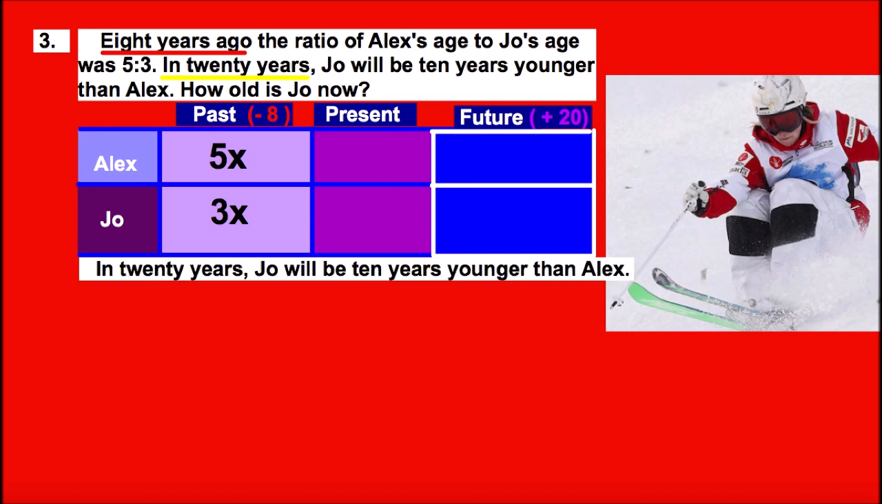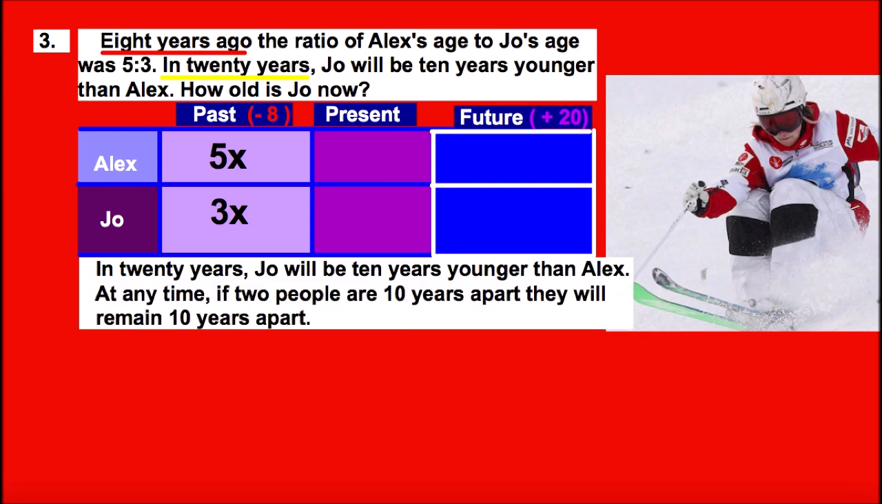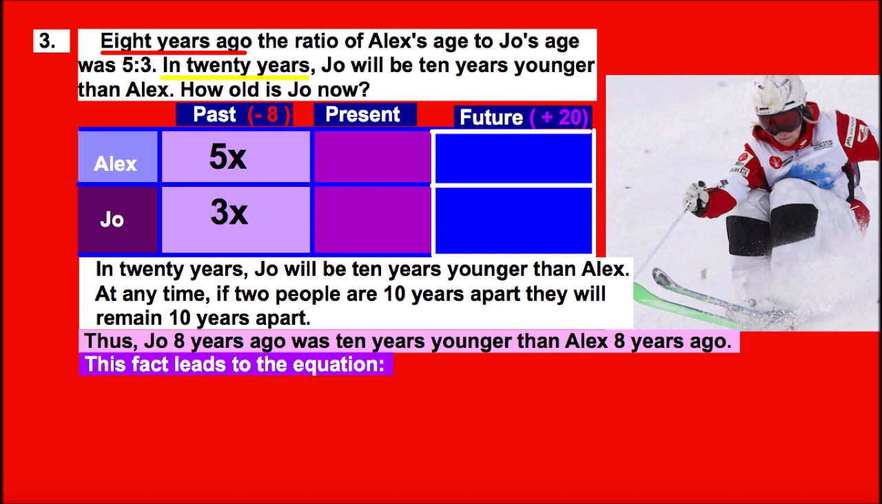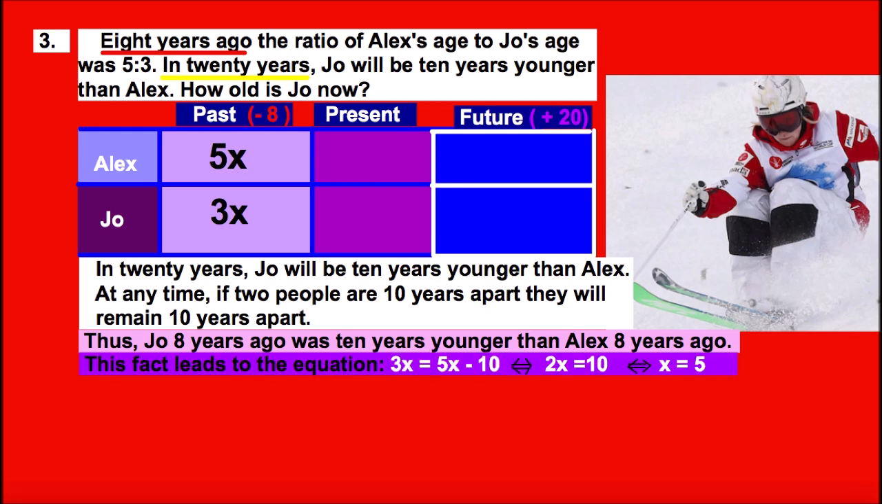In 20 years, Joe will be 10 years younger than Alex. At any time, if two people are 10 years apart, they will remain 10 years apart. Thus, Joe 8 years ago was 10 years younger than Alex 8 years ago. This fact leads to the equation 3x equals 5x minus 10, which is equivalent to 2x equals 10, which is finally equivalent to x equals 5.